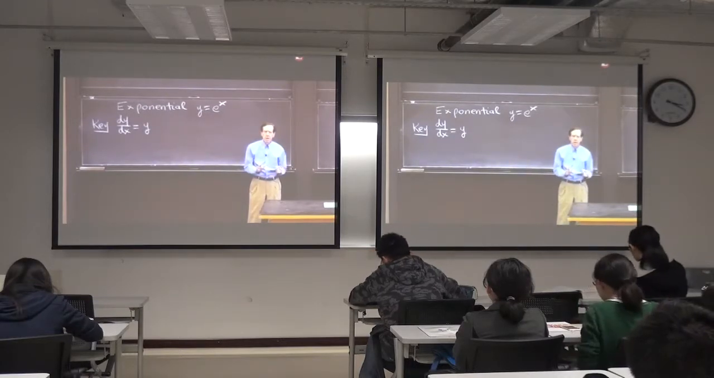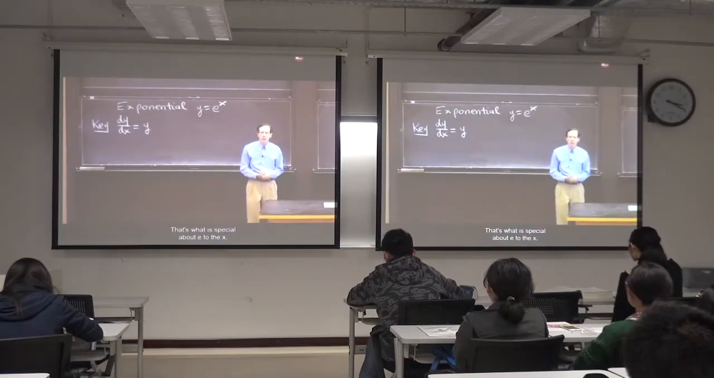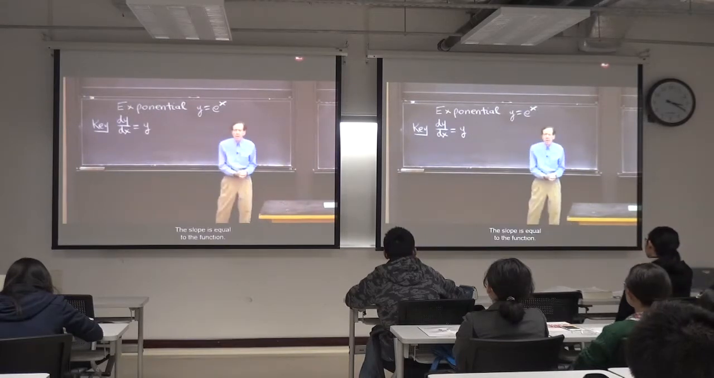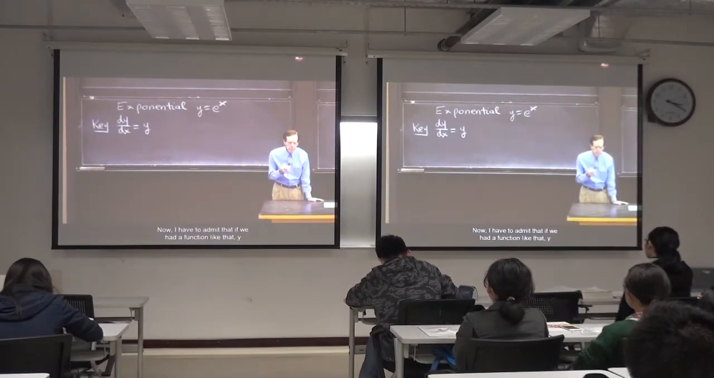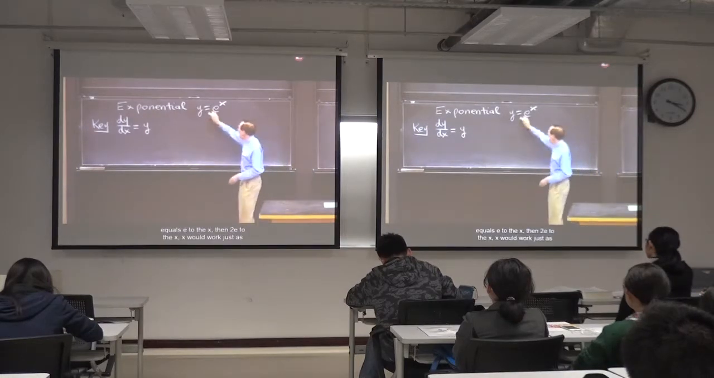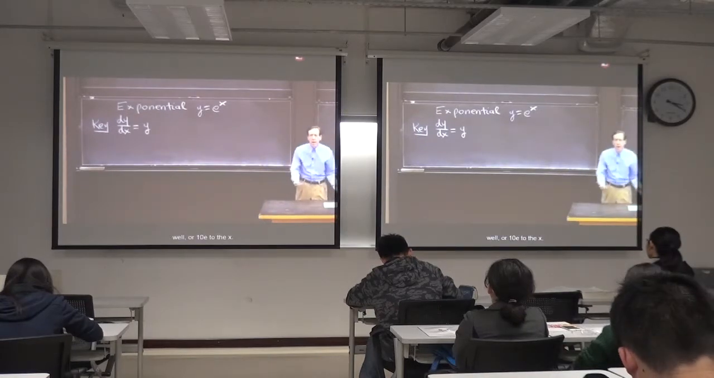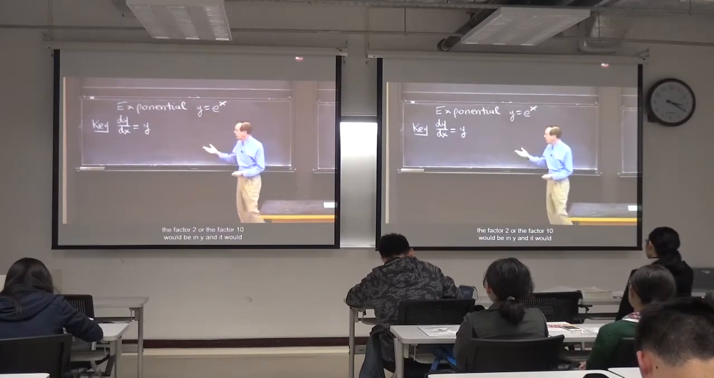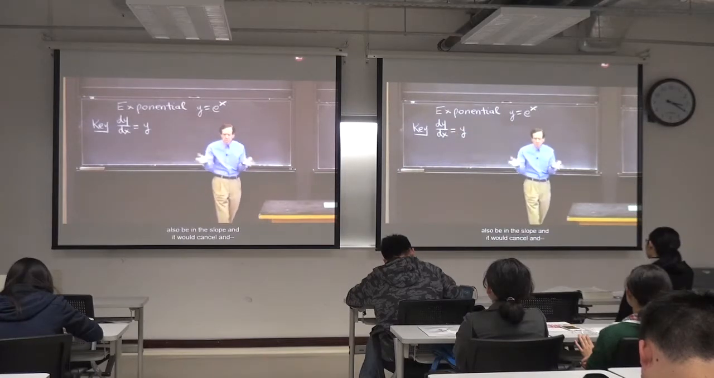That's what is special about e to the x. Its slope is equal to the function. Now, I have to admit that if we had a function like that, y equal e to the x, then 2e to the x would work just as well, or 10e to the x. The factor 2 or the factor 10 would be in y, and it would also be in the slope, and it would cancel.